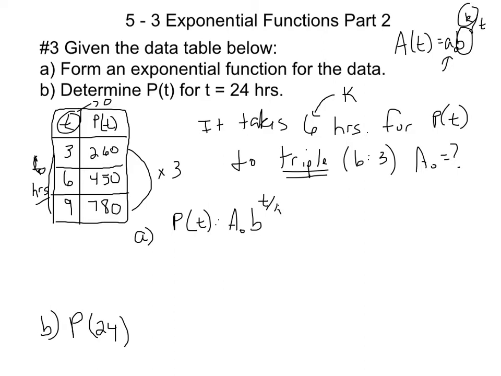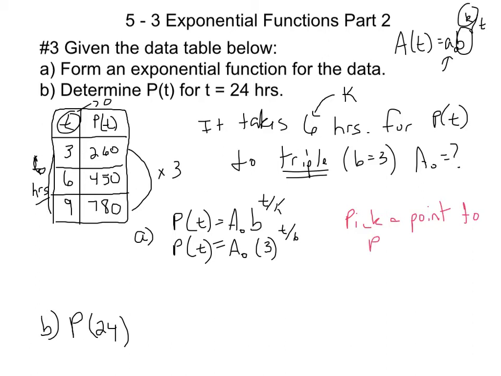What is P of t? I don't know. Tell me what I know. I don't know A naught. I do know B. What's happening to A? It's tripling. How often? Oh, every 6 hours. I need some point that I could plug in to figure out A naught. Do I have any points I could use? Oh, wait a minute. I do.